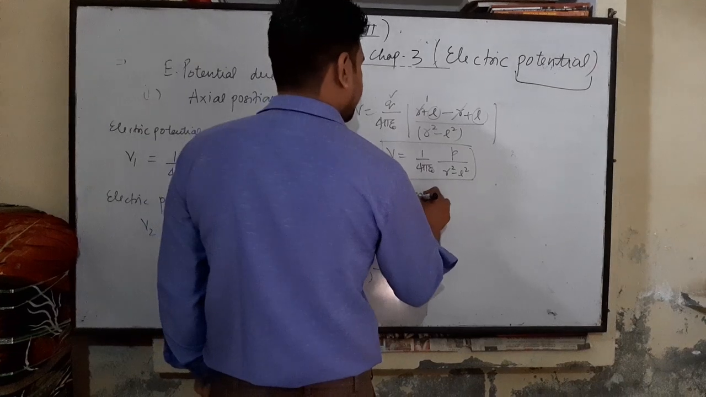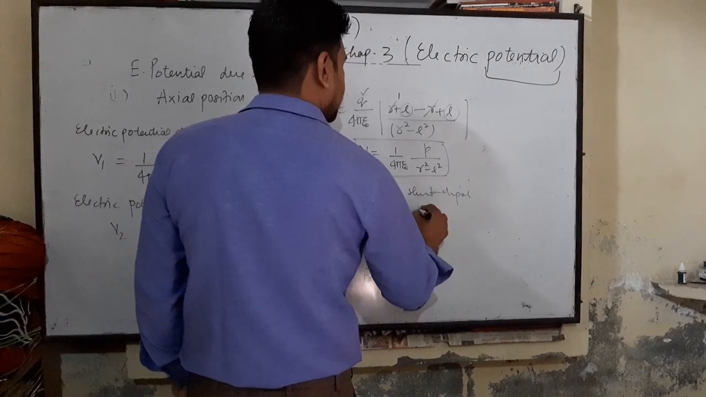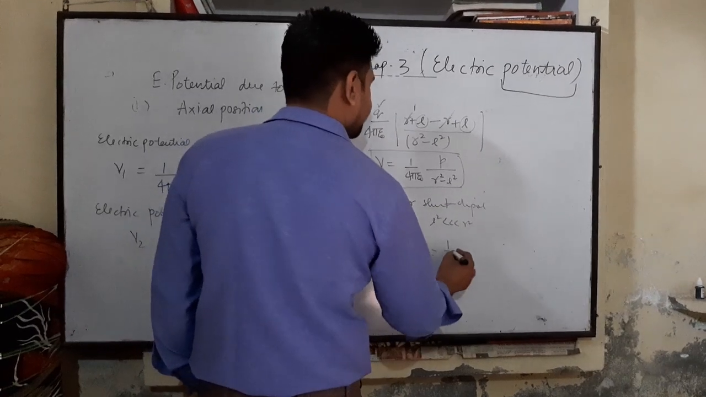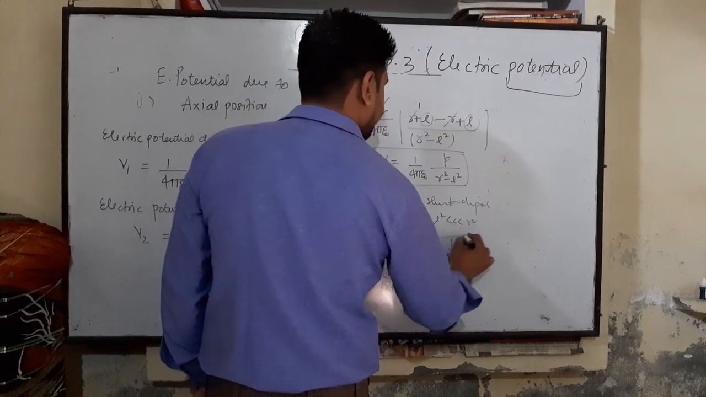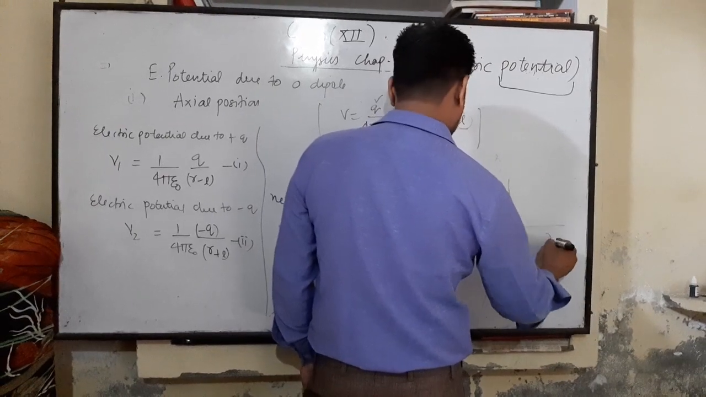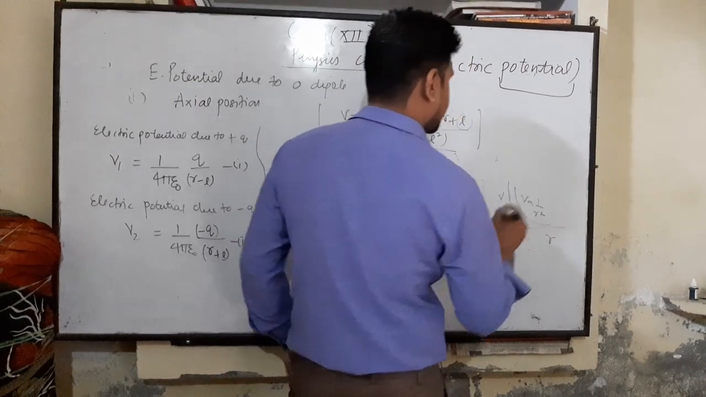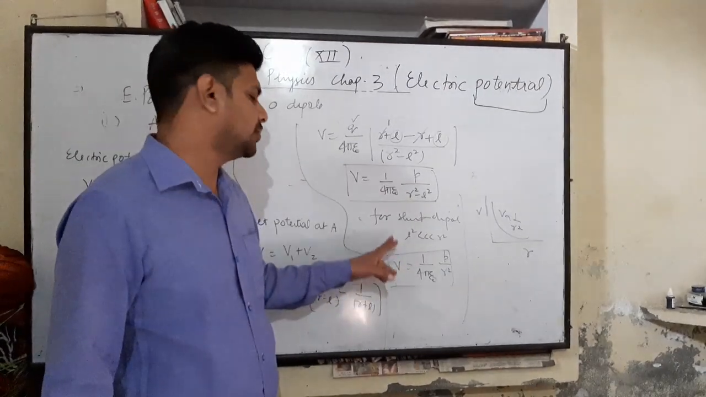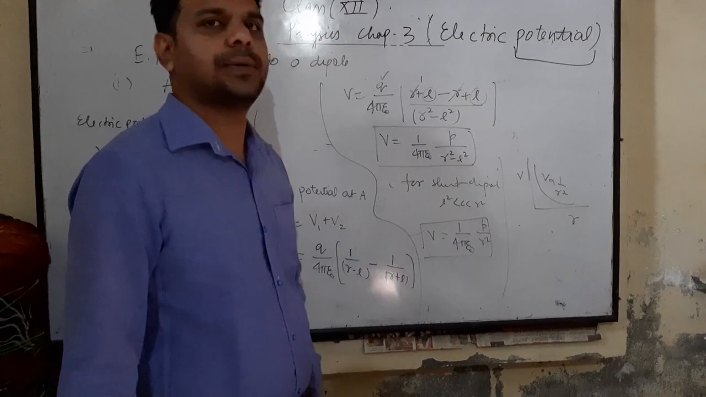For a short dipole, we know l square is much less than r square, so we can neglect l square. V is 1 over 4 pi epsilon naught, p over r square. If we want to plot the graph of V versus r, it will be like this. This is the formula for potential due to an electric dipole in axial position.